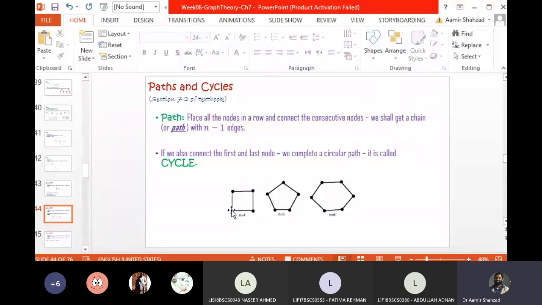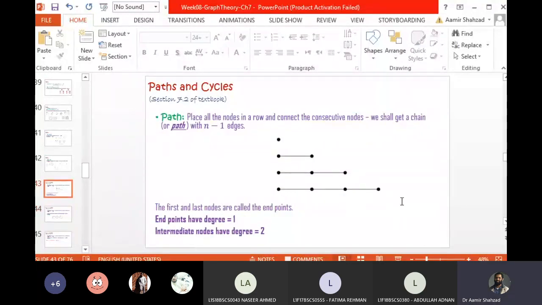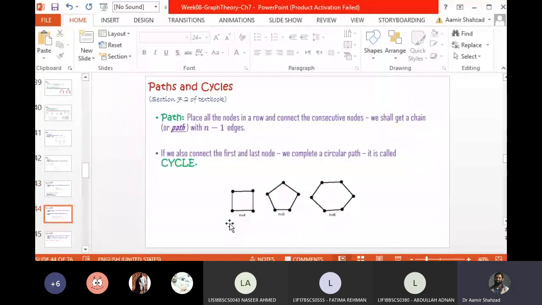In a cycle, we come back and finish at the starting point. How many edges are there in a cycle? As many as the number of nodes. In a path one edge is missing: n nodes have n-1 edges. So one edge is missing between the start and end node. If we draw that nth edge, it will become a cycle. For example, this is a cycle on 4 nodes, on 5 nodes, on 6 nodes. If we drop any one of its edges, it will become a chain, a path.